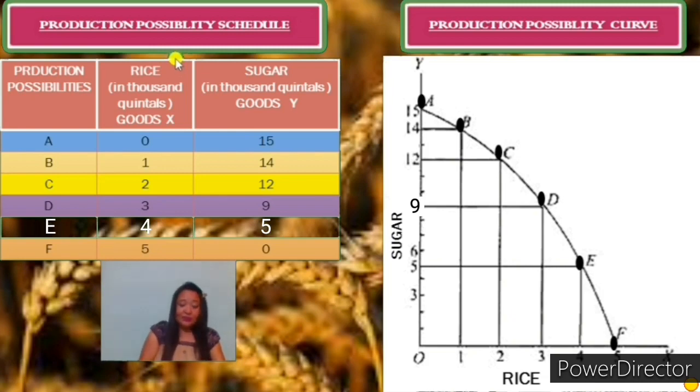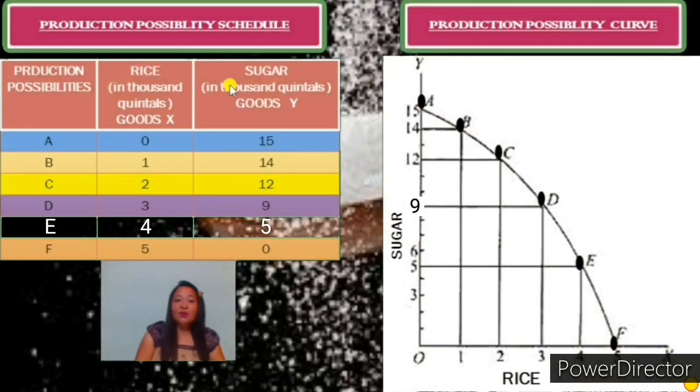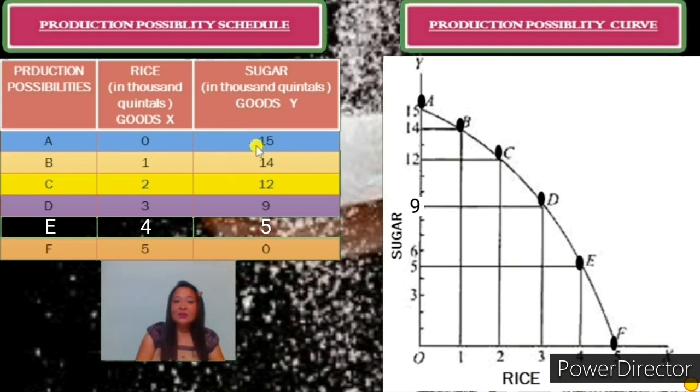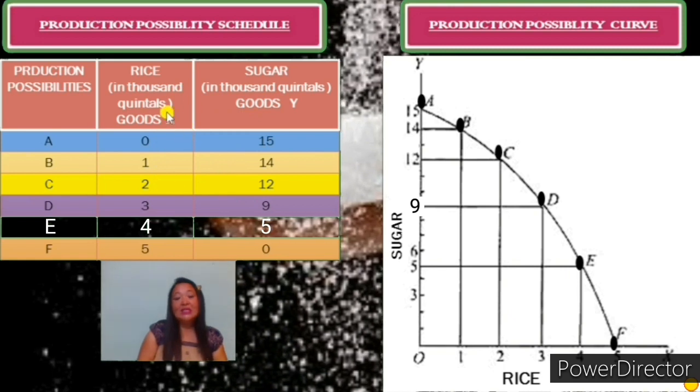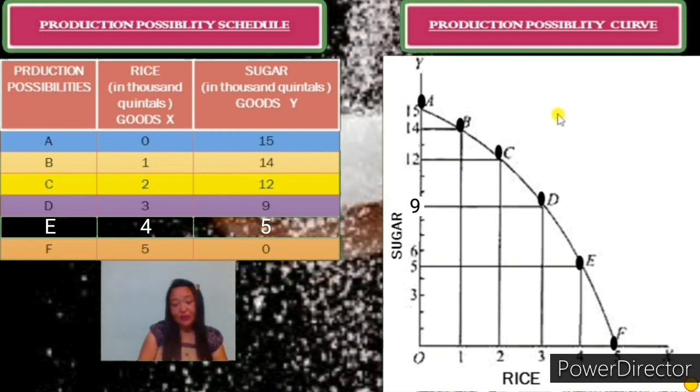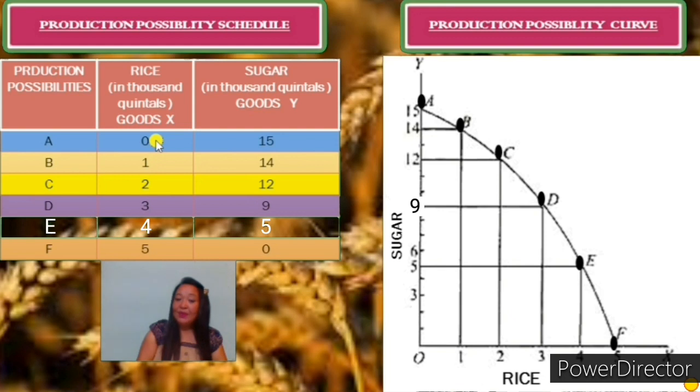So we saw this is the production possibility schedule. Now we will see its graphical representation here in the form of a graph. The same figures we're going to see in the form of a graph here.